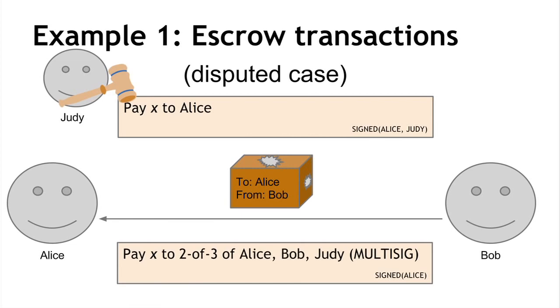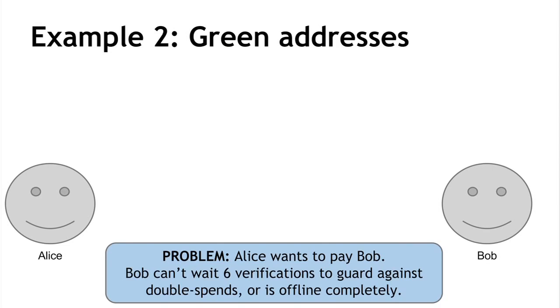And of course, Judy would have the opportunity to rule in the other direction. If Judy thinks that Alice is at fault here and Alice is simply refusing to pay when she should, Judy can sign a transaction with Bob, sending the money to Bob. So Judy essentially has full control here, but the nice thing is that she won't have to be involved unless there's a dispute. Another cool application is what are called green addresses.